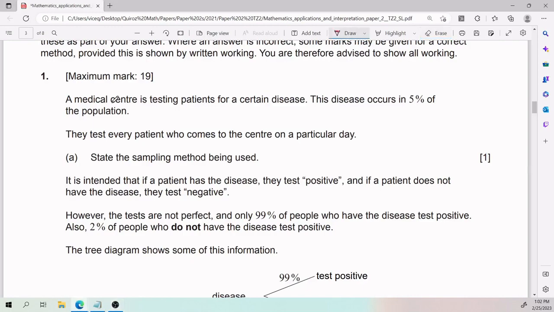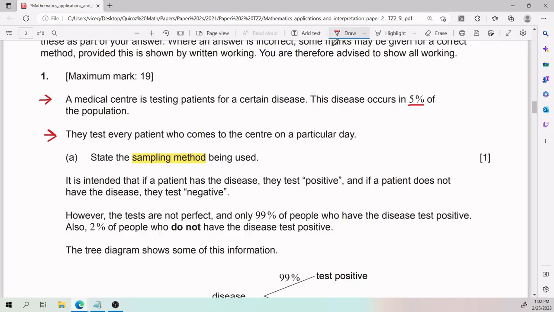All right, so for this first one, we have that a medical center is testing patients for a certain disease, and that this disease occurs in 5% of the population. Then they follow up by saying that they test every patient who comes to the center on a particular day. And of course, for part A, to state the sampling method being used.